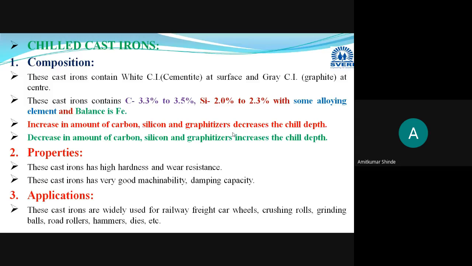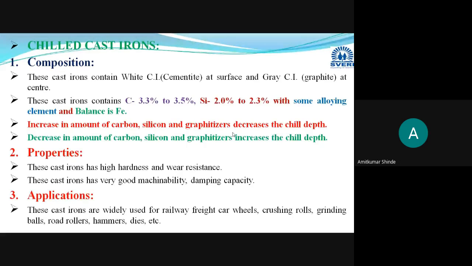And as you are seeing in the chilled cast iron, on the surface we have white cast iron, meaning the phase present is cementite, and at the center we have gray cast iron, that is, carbon is present in the form of graphite flakes. Due to this, whichever surface of the component is there will have high hardness and high wear resistance. And at the center, due to the presence of graphite flakes, the material will provide better toughness and better machinability. Now, the next point is related to the applications.